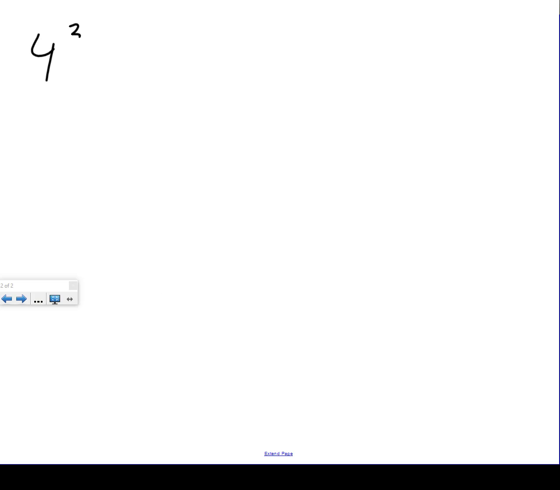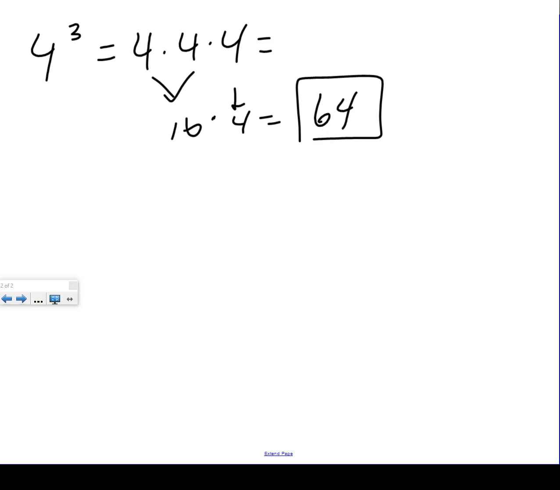4 to the 3rd power means I have 4 times 4 times 4. This is not 12. 4 times 4 is 16. And then 16 times that 4 I haven't used gives me 64 as an answer.